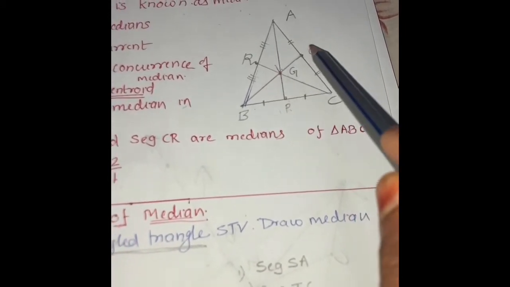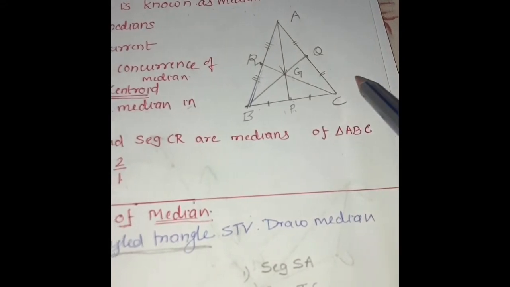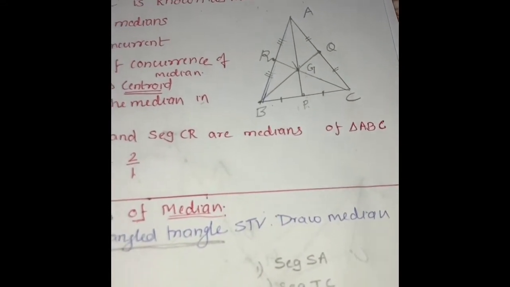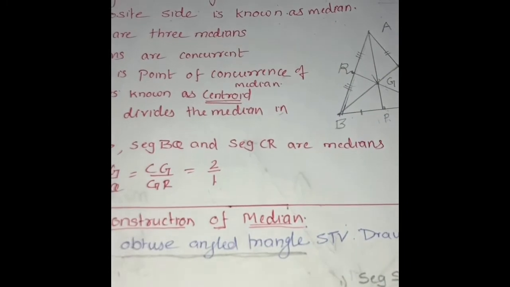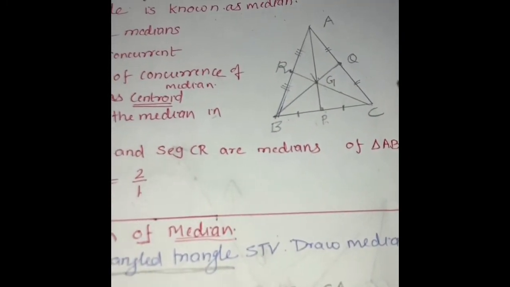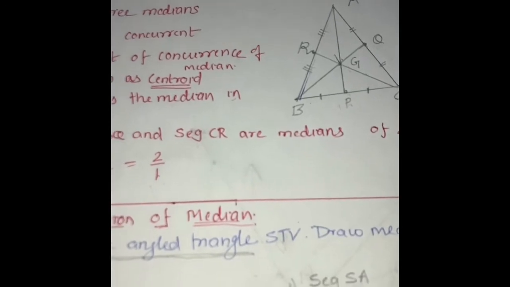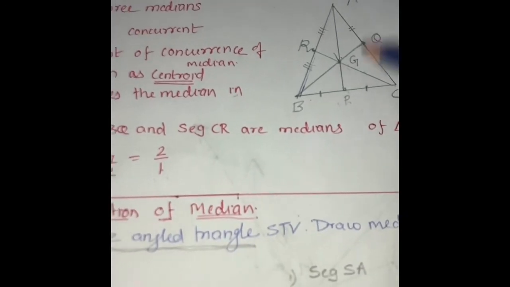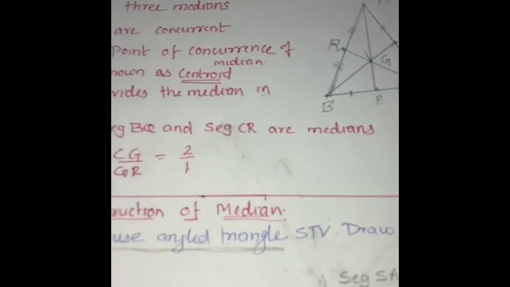Centroid is generally denoted by capital G. G stands for centroid. Fine. Now this centroid has another special property. Now what is that special property that centroid has?